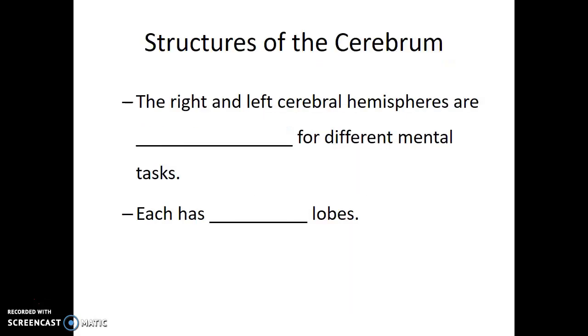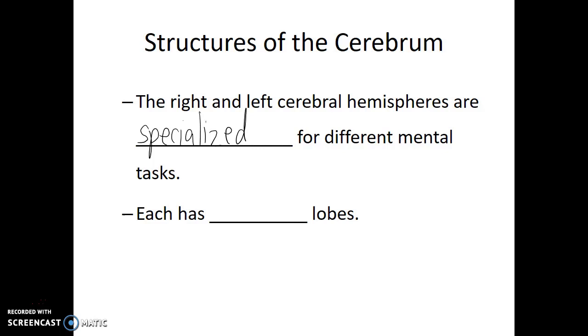Now, the right and left cerebral hemispheres are specialized for different mental tasks. Now, it's definitely not as simple as logical versus artistic or creative versus mathematical. None of those simplifications really encompass what's actually happening in the brain. But we do have different regions of the brain that control different structures.